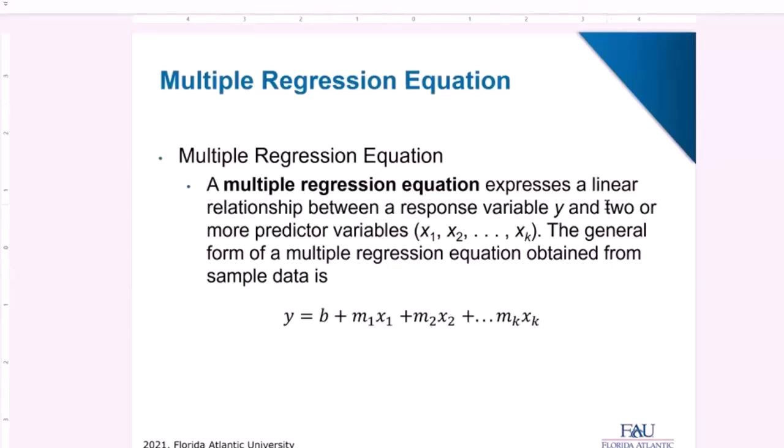The general form of a multiple regression equation obtained from sample data is this equation. This is still the intercept. This is normally our slope and our X value, but here we have a different slope with a different X value. We don't know how many different X values we are going to use. That's why it's X sub K. I might use 1, I might use 2, I might use 5.